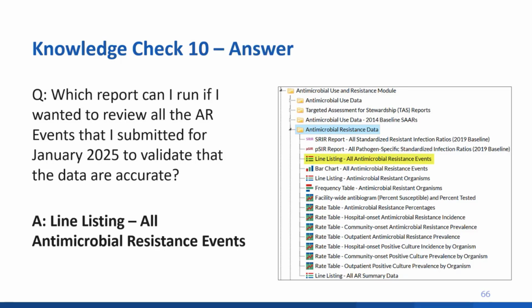The answer is the line listing all antimicrobial resistant events report. If you're new to the AR option and you just want to see what you submitted at the basic level, or you want to review your data for validation purposes, you will want to run this report. So this is the report that provides a detailed list of all your AR events or your numerator data uploaded into your NHSN facility.